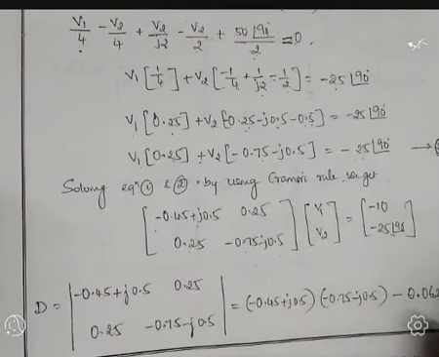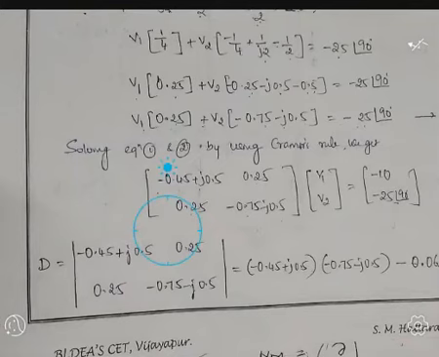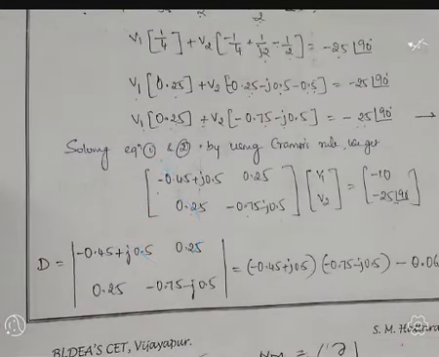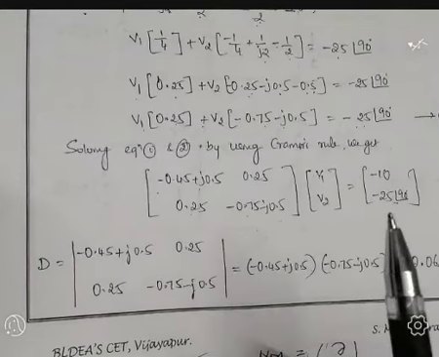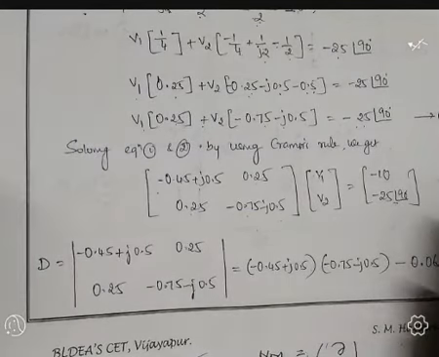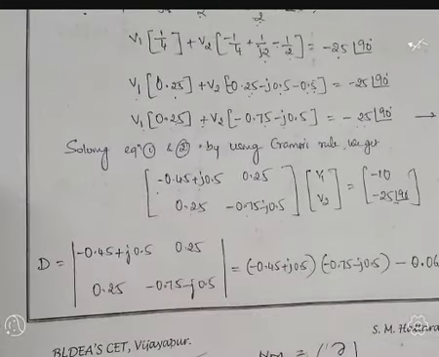Let us make use of Cramer's rule in order to find these two unknowns V1 and V2. V1 is calculated by D1 by D. D1 indicates the first column elements are replaced by the constant terms. V2 equals D2 by D. D2 indicates the second column elements are replaced by the constant terms. So in order to calculate V1 and V2, we require the determinants D, D1 and D2. First I will calculate D, the determinant of this matrix, minus 0.45 plus j 0.5. Same thing I written here.